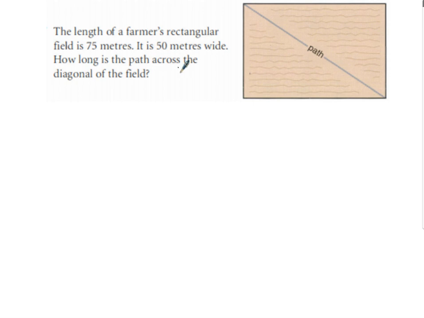So how long is the path across the field, across the diagonal of the field? So we need to find out the length of this path. So I'm going to call that C. It tells us the field is 75 metres long. So this is 75 metres. And 50 metres wide. We know because we're told this is rectangular that this is a right angle. So now we have a right angled triangle going down here, along, and then the diagonal.